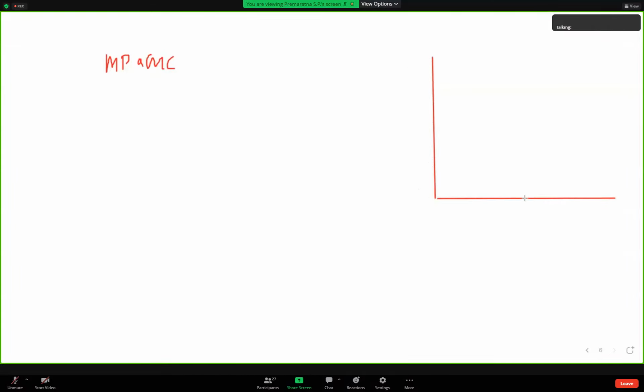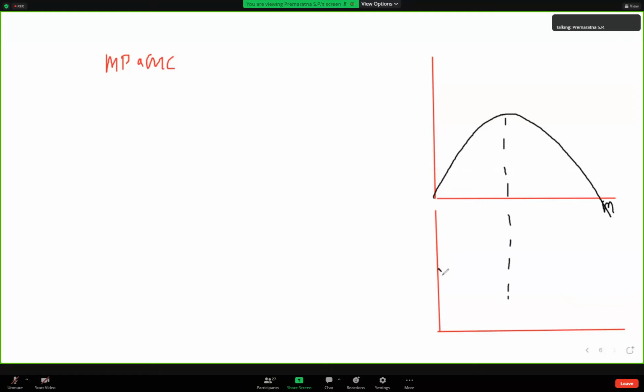Now look at the production side, then the cost side. The production side, the marginal product curve goes like that. That's the marginal product. The marginal cost curve also has the opposite shape and goes like this. Mirror reflection.